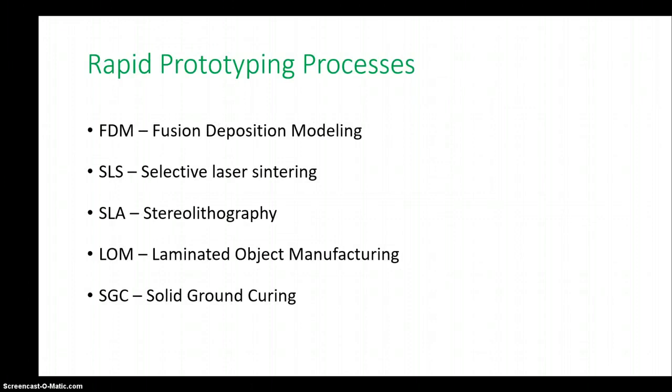Next, rapid prototyping process or 3D printing process. There are a number of processes. First one, fused deposition modeling (FDM). Second, selective laser sintering (SLS). Third, stereolithography. Fourth, LOM, laminated object manufacturing. And next one, SGC, solid ground curing.